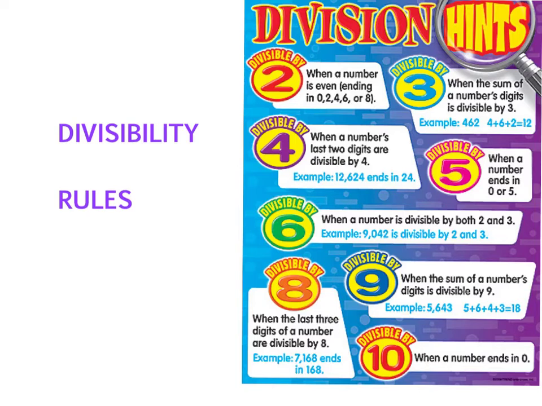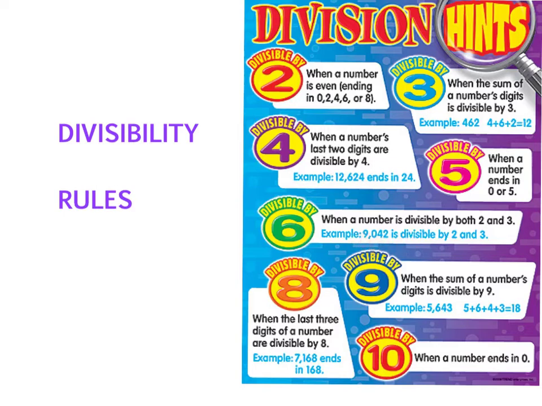Divisible by 4, 12,624. That number is divisible by 4 because it ends in 24. Divisible by 5, all the numbers that end in 0 and 5. Divisible by 6, when a number is divisible by 2 and 3 at the same time.